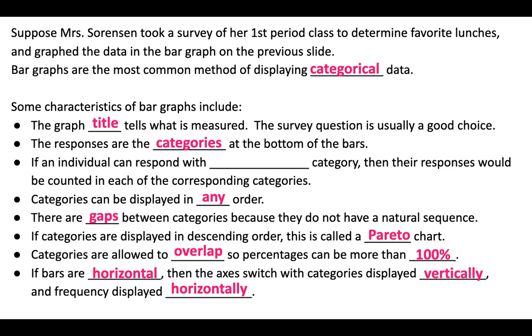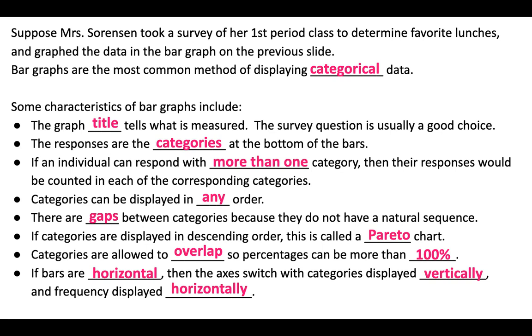If an individual can respond with more than one category, then their responses could be counted in each of the corresponding categories. So if it's a question where someone might say 2 of the options, they would be counted in both of those bars on the bar graph. Categories can be displayed in any order, and the gaps between categories indicate that the categories don't have a natural sequence to them. So it doesn't matter what order they're in, and they don't really connect necessarily from one to the next.